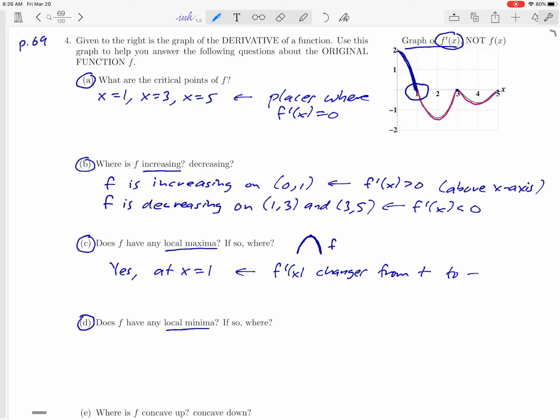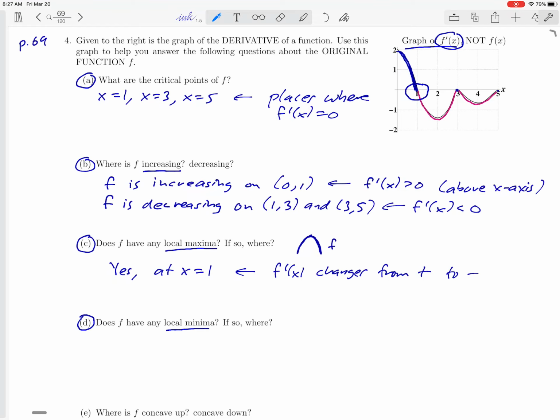Okay, so answering part D is going to be similar. A local minimum would be a place where it's the other way around, where the derivative graph goes from negative to positive, in other words, below the x-axis to above it. And so we would go back up to our graph and ask, are there any points like that? Are there any places where the derivative goes from below to above the x-axis?